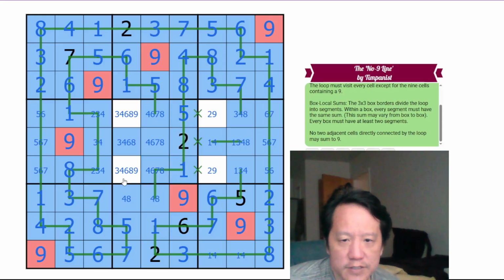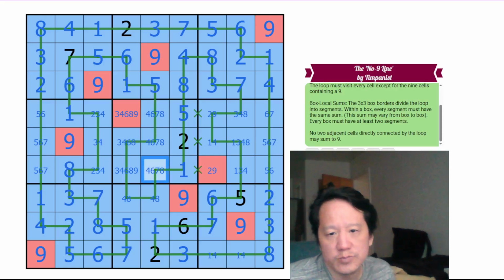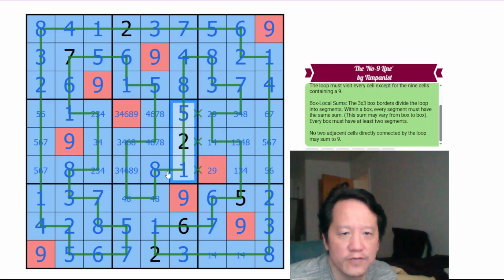So then this must connect this way. And this can't be a 9 because of that. So this must be 9 here, which means this can't be 9 there, which means that has to be 9. So then this must connect that way to connect that way. And then this must connect here. So this has to be 8. 1, 2, 5, and 8. That's only 16. That doesn't work.